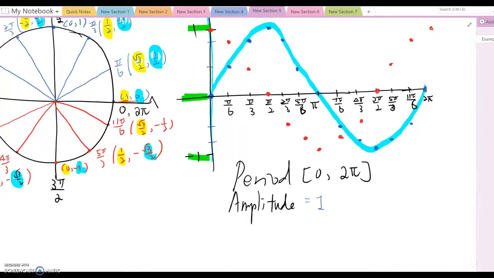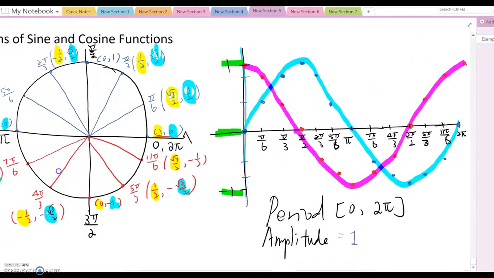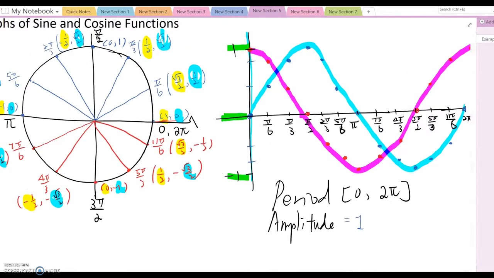If I connect the cosine x graph here, it looks like this. I also use the period 0 to 2 pi, and this time the sine and cosine amplitudes are both 1 because we are using the unit circle values. Unit circle means r equals 1. Okay, in the next video we want to talk about other types of graphs of sine and cosine.